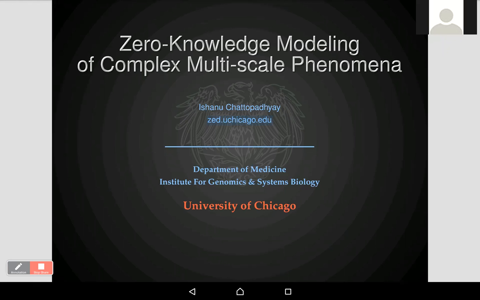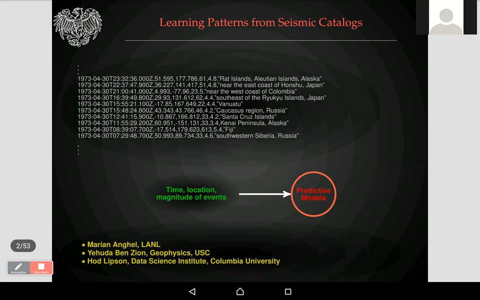So today what we are going to focus on is how we learn patterns from spatio-temporal data logs. Seismic catalogs, for example, are an example of such a data source. You have time, location, and magnitude of events, and we want to distill predictive models from such a database. This work has been going on for a couple of years, or two or three years, in collaboration with Marion Angle, who is a staff scientist at Los Alamos, Yehuda, who is at USC in geophysics, and Hod Lipson, who is at Columbia.